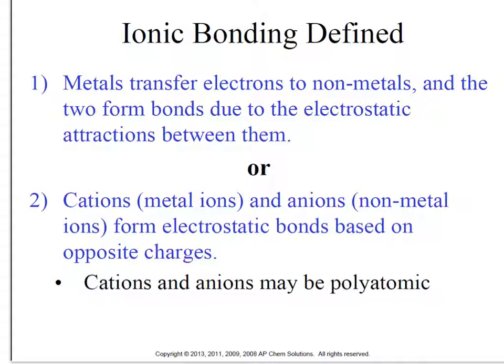All right, so to define ionic bonds, right, this happens when there's a transfer of electrons, where electrons move actually from the metals to the nonmetals, and the bond forms due to electrostatic attraction, right? This has a lot to do with electronegativity and the electron structure of these elements, right? So it could also be defined a slightly different way, right? Cations form electrostatic bonds with anions based on opposite charges.